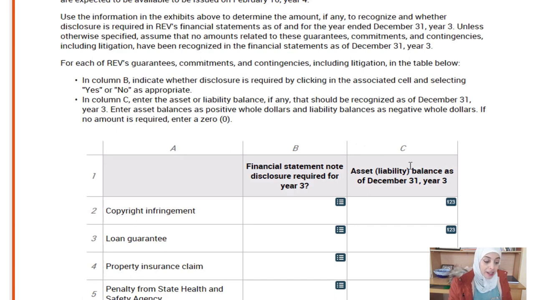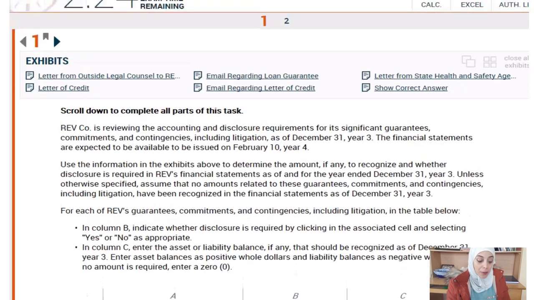The first thing they're telling us here is copyright infringement. So for the copyright infringement, we're going to determine if there's a disclosure needed and the amount, as applicable. So we're going to go to the exhibits and find anything that talks about copyright infringement.